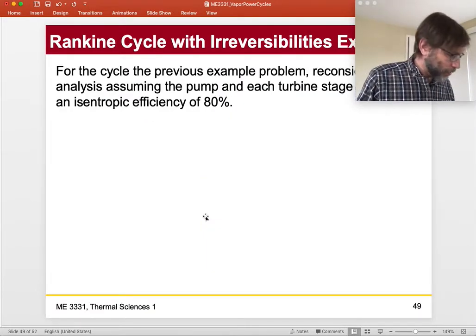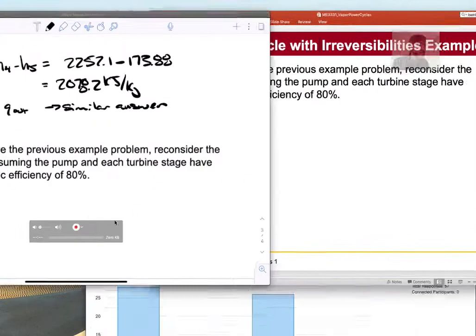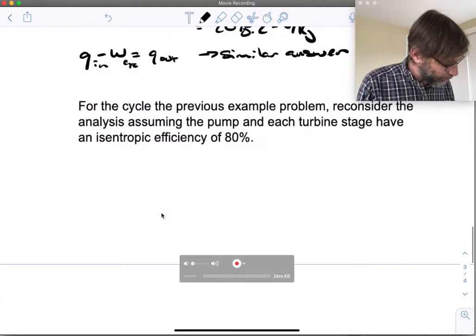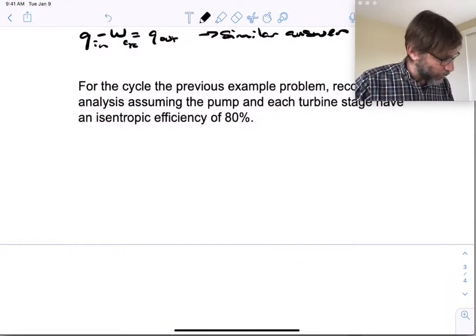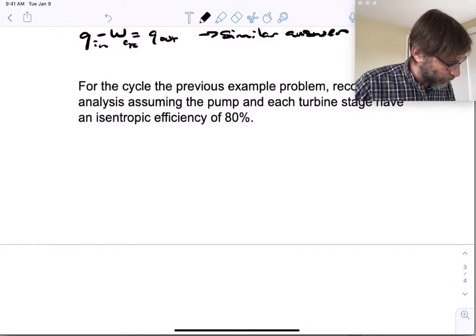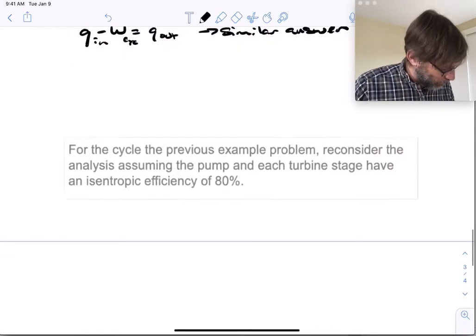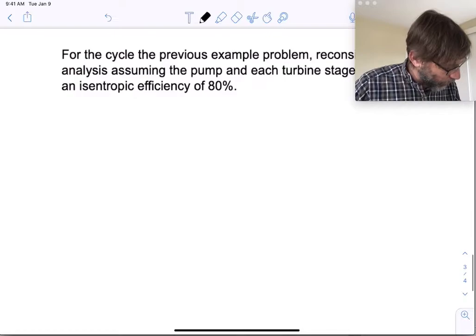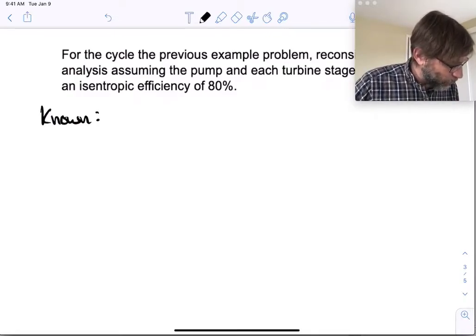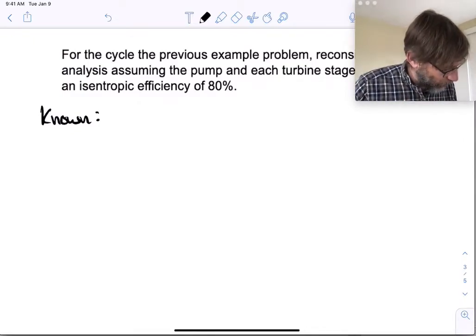So what we're going to do is one more thing before I quit, and that is we're going to do this cycle, the same cycle as the previous example problem, except we're going to reconsider assuming that the pump and turbine stage each has an isentropic efficiency of 80%. So let me move this to another page so I don't have to start again. I'm just going to do known.